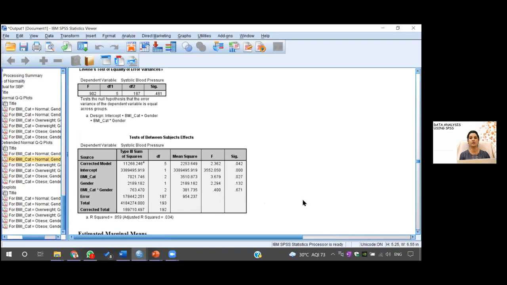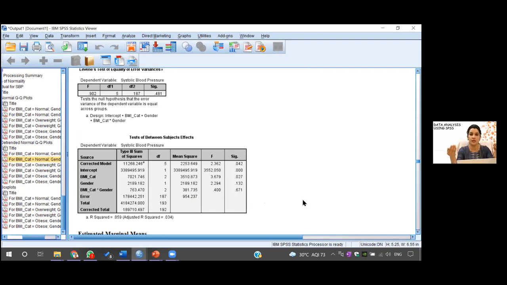It's not significant means that the presence of gender is not affecting the distribution or the value of systolic blood pressure across the BMI category. That trend is maintained. So that's why it is not getting affected by the presence of gender. That's why this interaction is not significant. So just report this. We will see it in the analysis and interpretation. Report that the interaction is not significant.